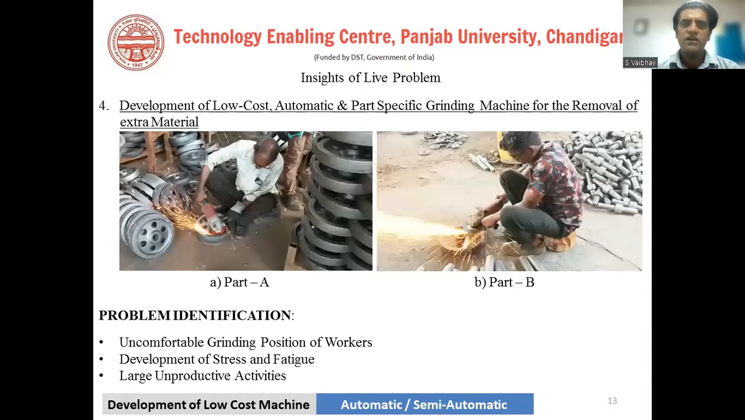For identifying this problem, we had visited a gear manufacturing industry in which the gear was manufactured and the persons are doing grinding in a very uncomfortable sitting posture. They develop stress and fatigue and are involved in a very large amount of unproductive activities.